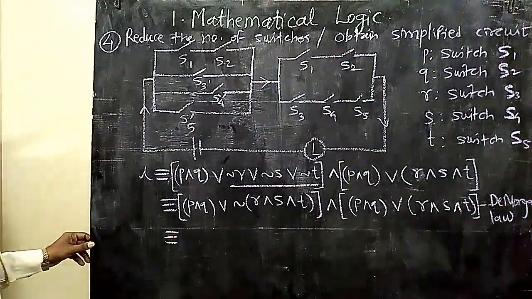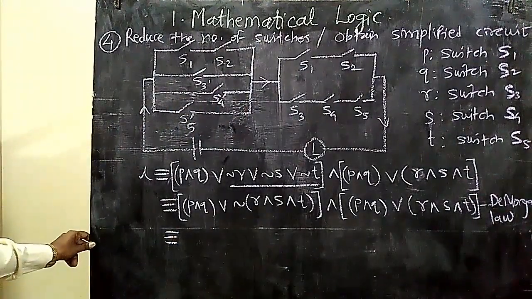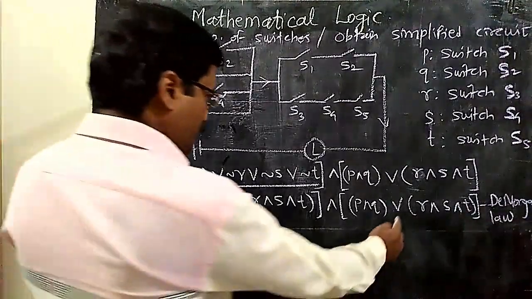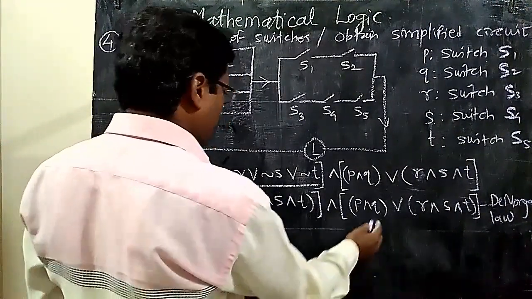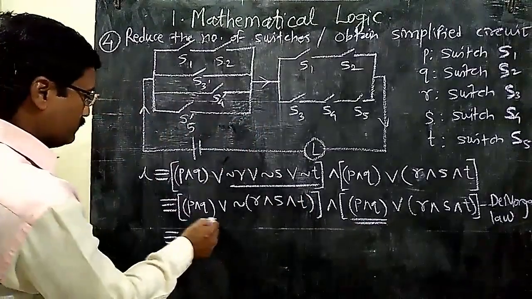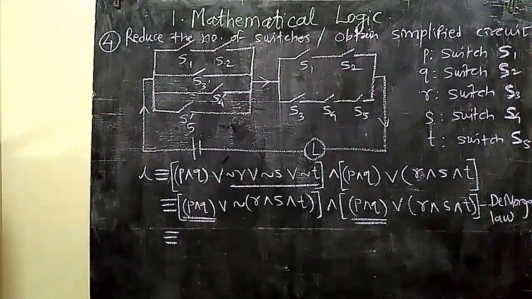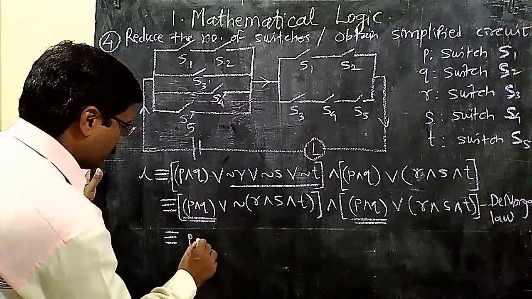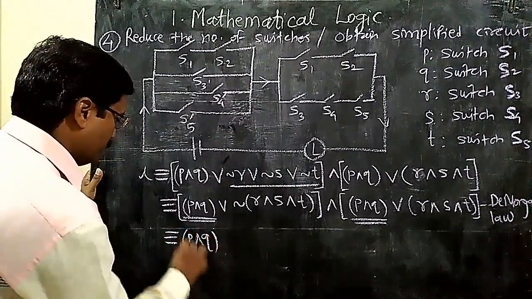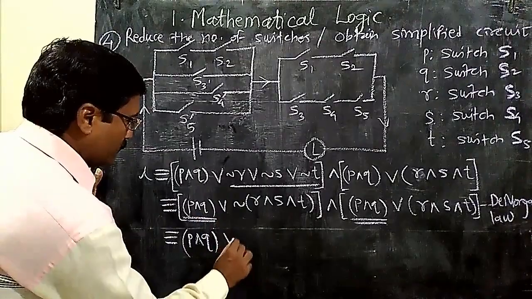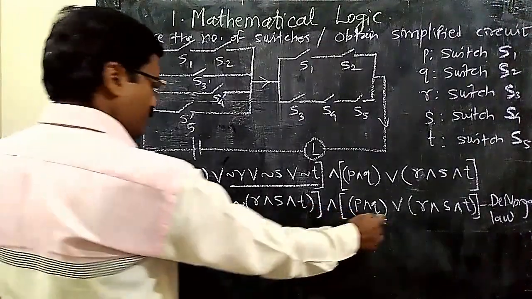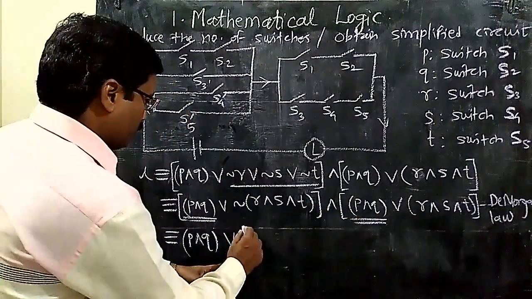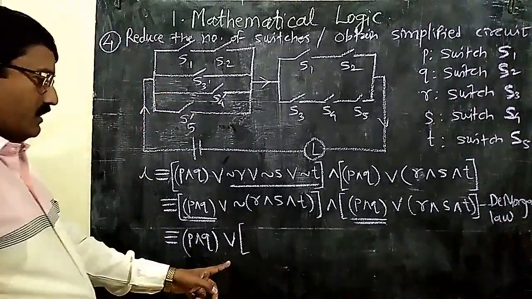And is equivalent to now. Again, if you observe these two brackets, here we have disjunctions, here is conjunction, and this P and Q is the same. So we can take that common P and Q out of these two brackets, and we can write P and Q, or with those P and Q. So P and Q or in a rectangular bracket.